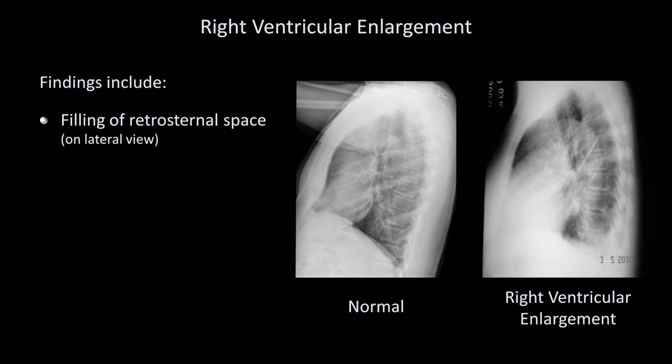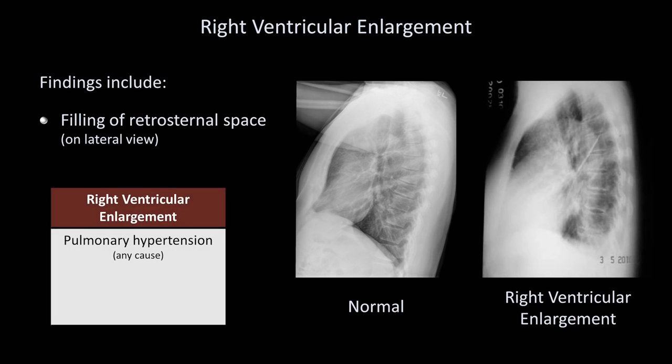However, as the right ventricle is the most anterior of the cardiac chambers, as it enlarges, it begins to occupy this space. Etiologies of right ventricular enlargement include any cause of pulmonary hypertension and pulmonary valve disease, the second of which is much less common in the adult population.